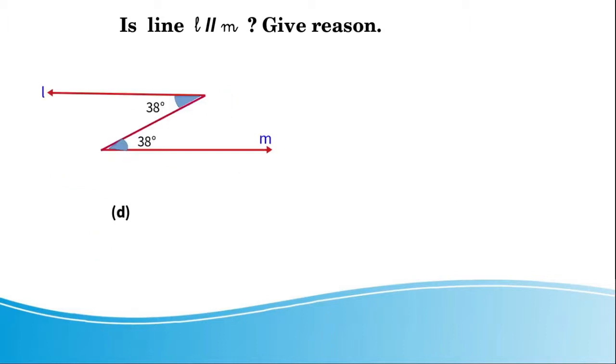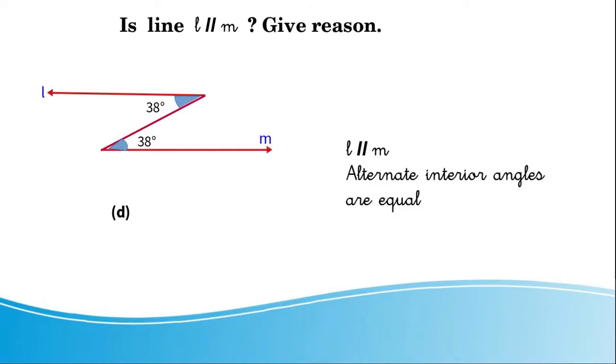Let's see the next question. Is line L parallel to M? It's a very simple question. By looking at the question itself, we are able to write. Are they parallel? Yes, they are parallel. Line L is parallel to line M. Why? Because the alternate interior angles are equal. The measurements of the alternate interior angles are equal. Both are 38 degrees. So, line L is parallel to line M because alternate interior angles are equal.